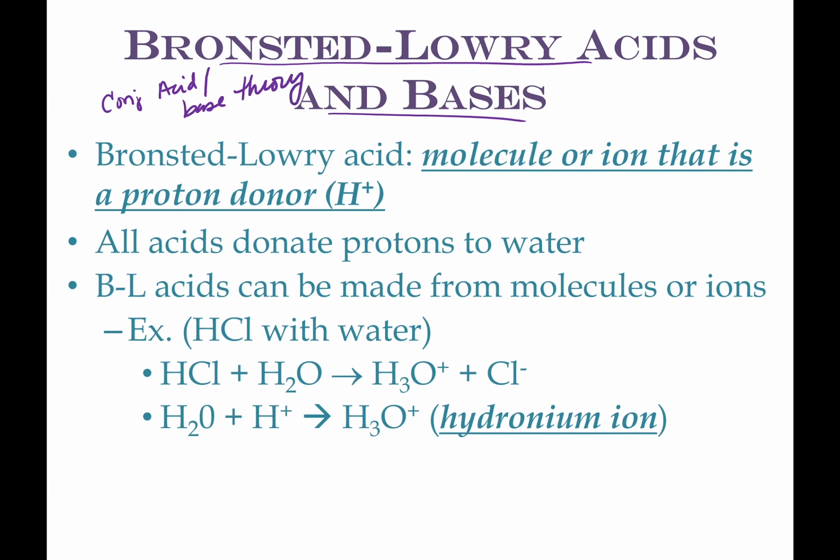So a Bronsted-Lowry acid is a molecule that is a proton donor. A proton donor is going to be able to donate a proton, a hydrogen ion. All acids are going to donate protons to water. So if we see here, this hydrogen gets donated to water to form H3O plus and Cl minus. Notice this is also increasing the concentration of H3O plus ions, so technically it is a similar definition to the Arrhenius acid.